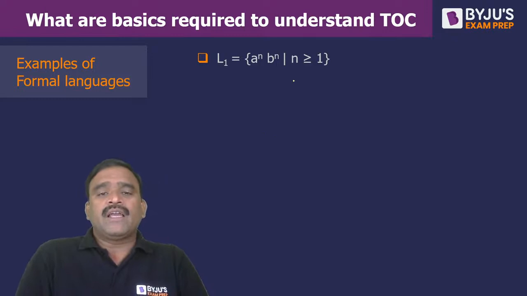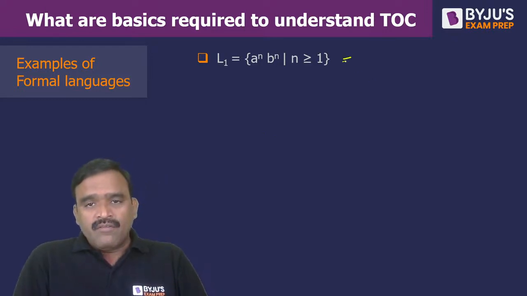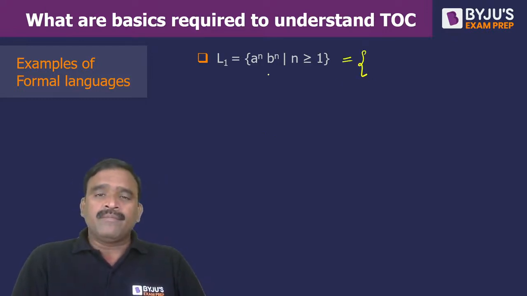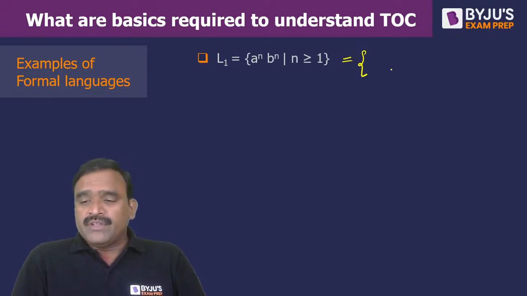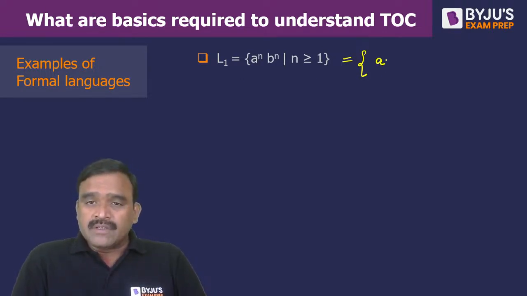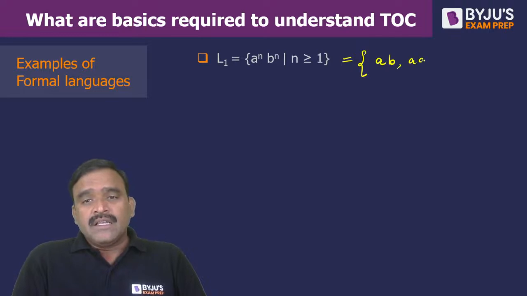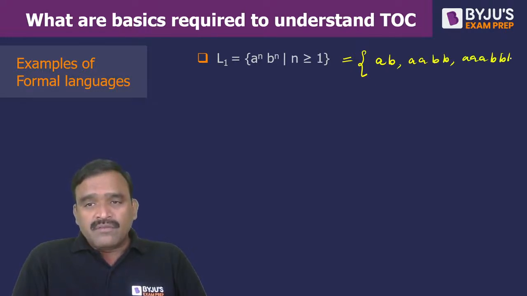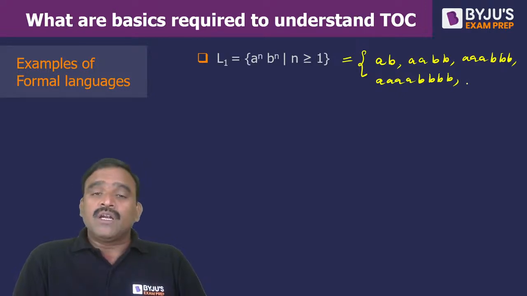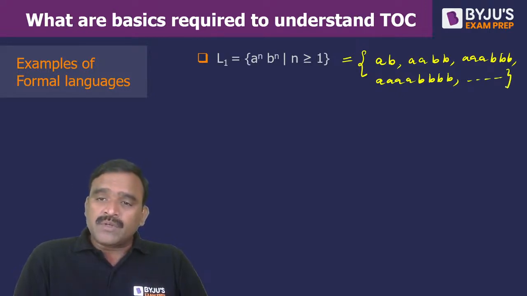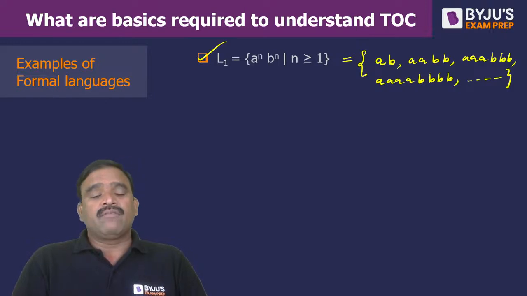For example, if we take L1 equals a power n, b power n, the alphabet for this language is a, b. And the meaning of the sentences here is a's followed by the same number of b's. AB is a valid string. AABB is a valid string. If you construct a grammar or a machine for this, you should accept only the valid strings. A valid string should not be missed. An invalid string should not be accepted. So that's why the correct pattern is required.